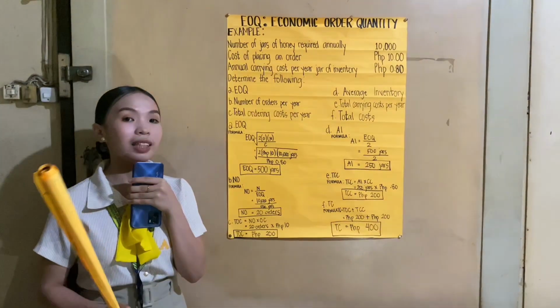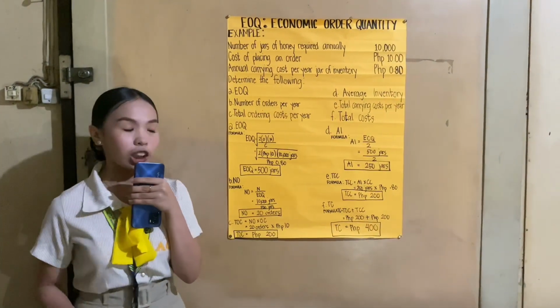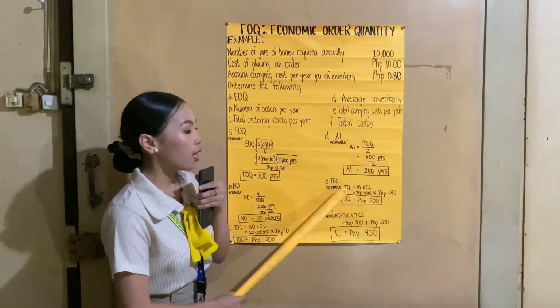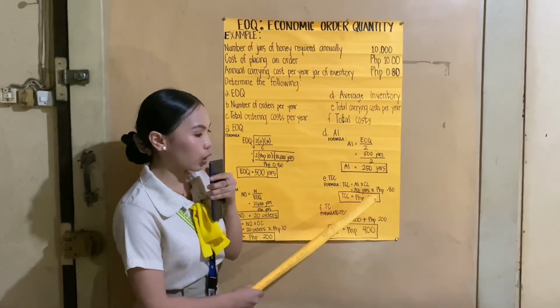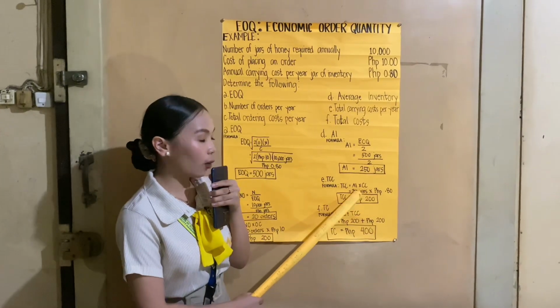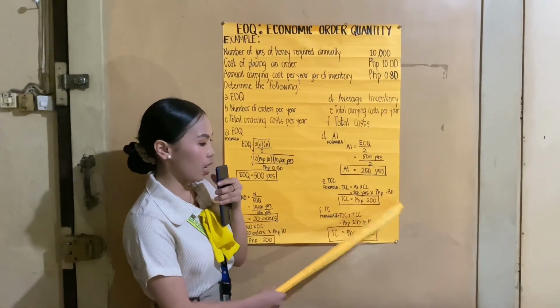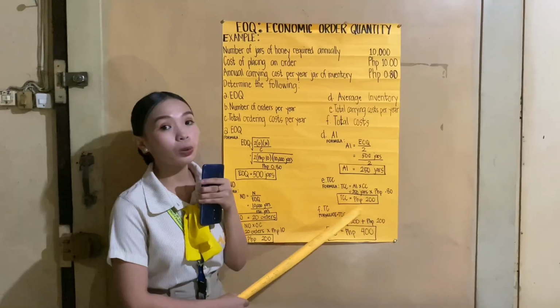So, the next will be the TCC or the total carrying cost per year. So, the formula for TCC is TCC equals AI times CC. So, TCC equals 250 jars, which is the AI or the average inventory, times 0.80 pesos. So, total carrying cost equals 200 pesos.